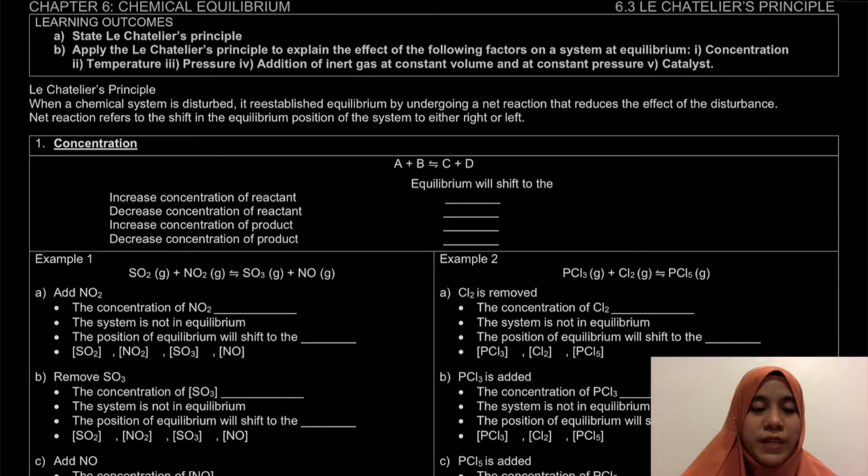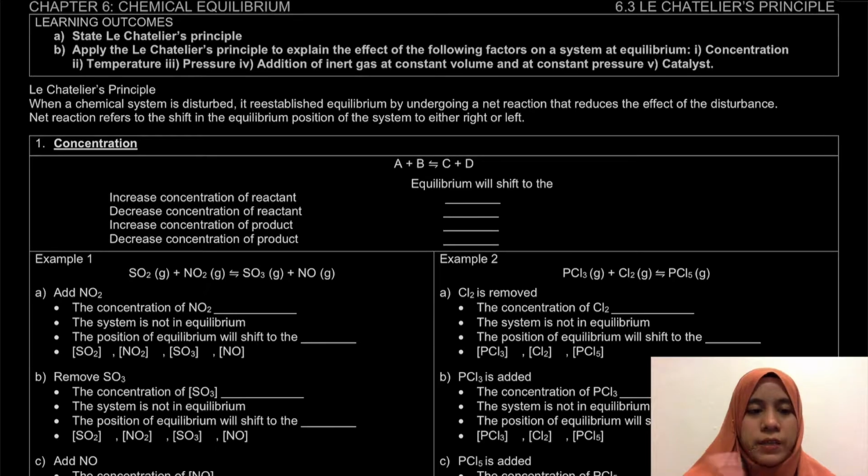Okay, so what is actually Chatellier's principle? It mentioned that when a chemical system is disturbed, it will re-establish equilibrium by undergoing a net reaction that reduces the effect of the disturbance. So we know that the reaction is a reversible reaction and it is in equilibrium. Equilibrium means the reaction is balanced.